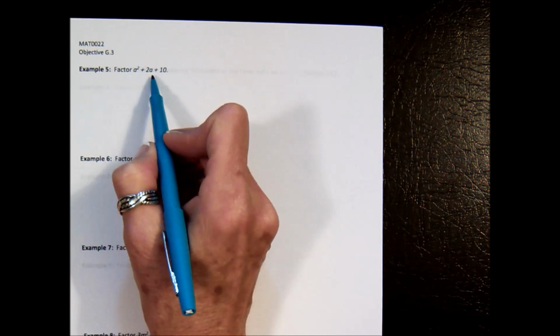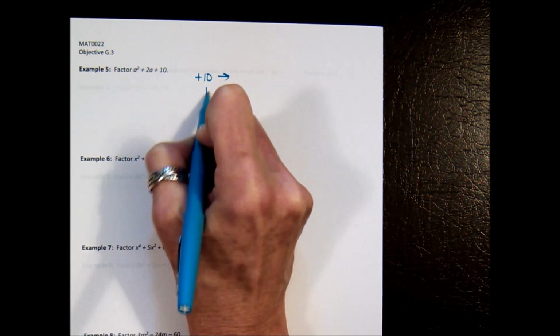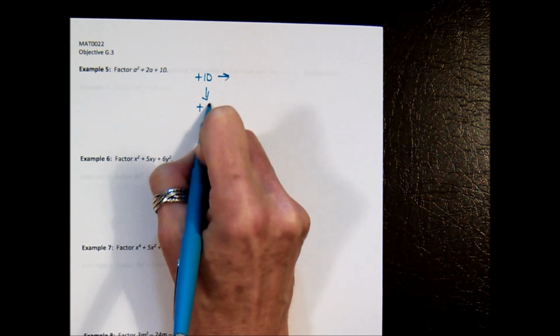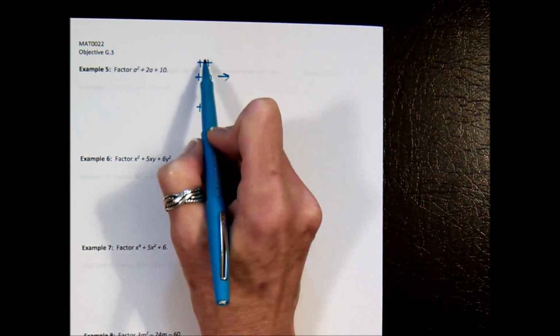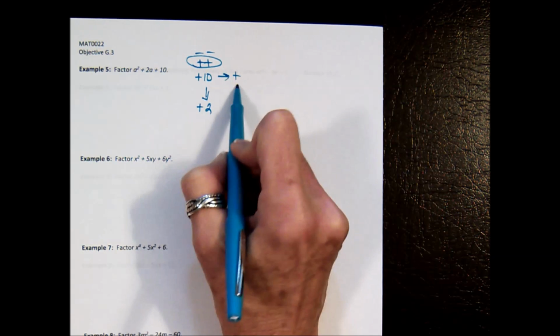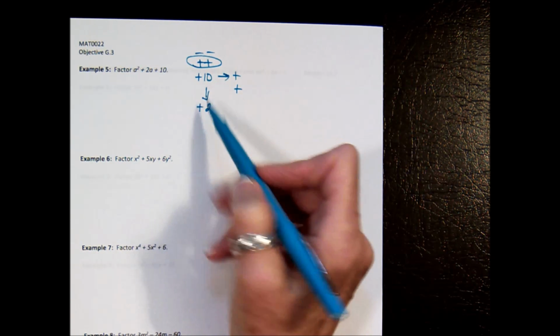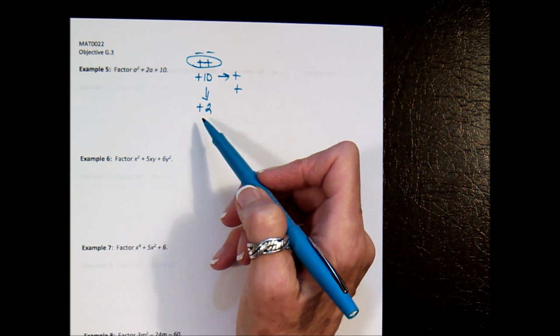So let's look at this first one. a squared plus 2a plus 10. I need factors of positive 10 that add up to positive 2. To get a positive, it's a positive times a positive or a negative times a negative. But if I have a positive down here, I know it's going to be this. So what two numbers multiply to make 10, but when you add them, you get 2?